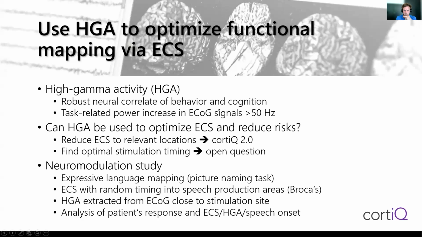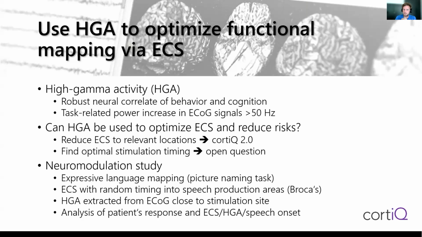So you can perfectly well capture this with ECoG electrodes, and you can just extract the power of this frequency range and use this as a control signal for various BCIs. So the question here is if we can use high gamma activity to optimize ECS and also to reduce the risks. So yes, high gamma activity can be used to reduce ECS to the relevant locations.